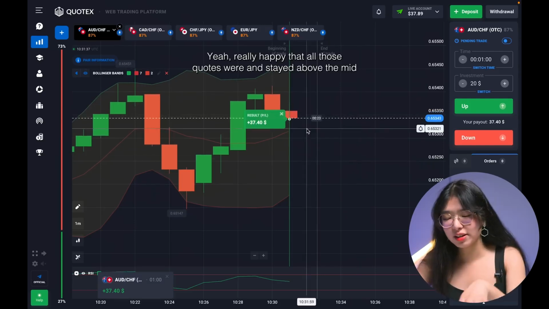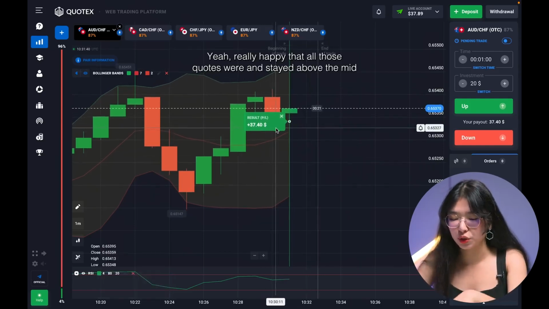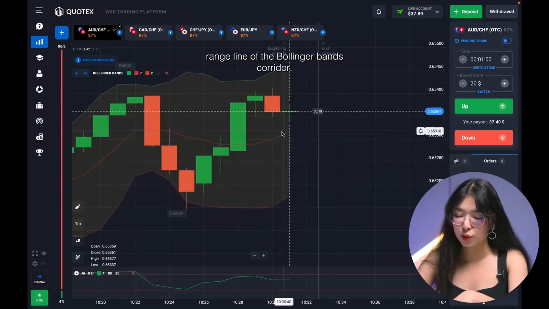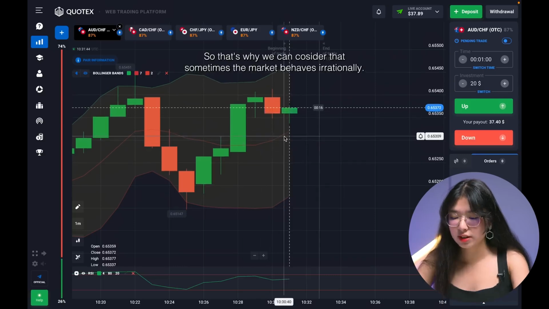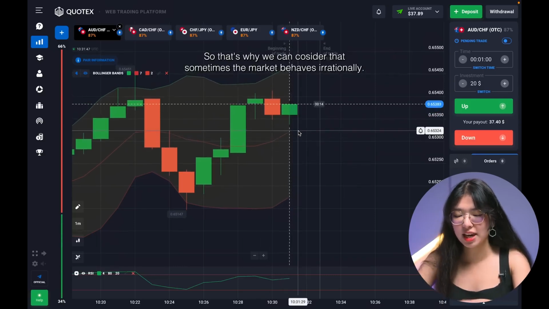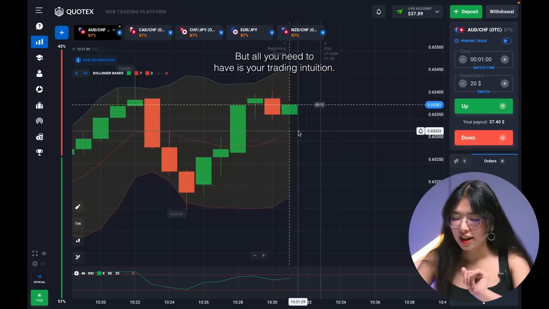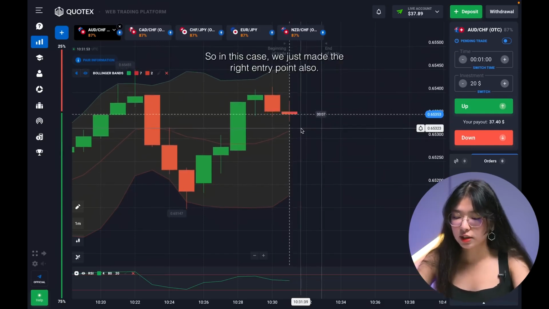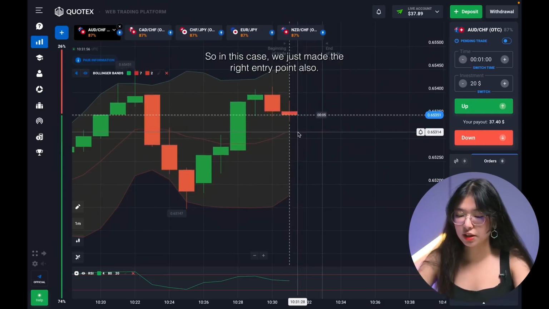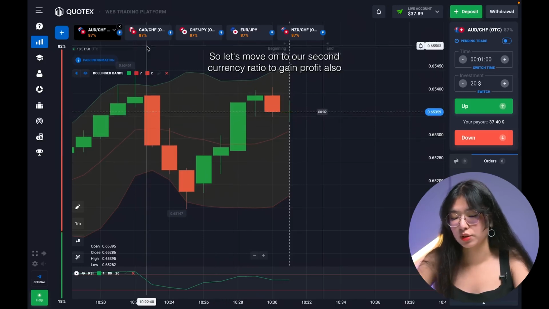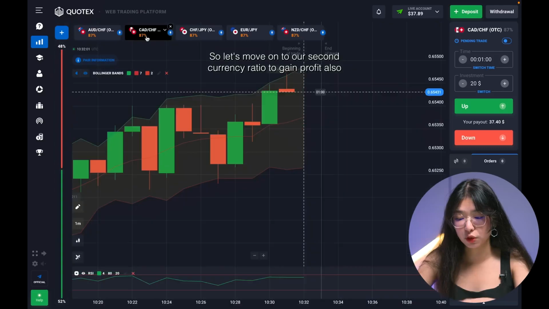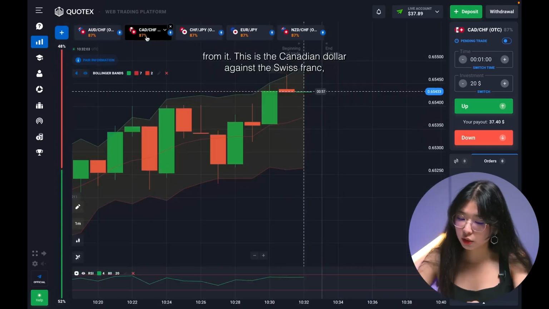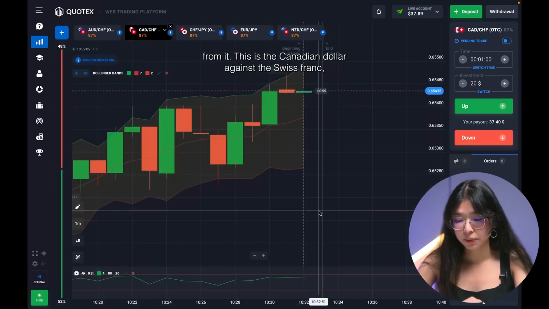Incredible. I'm really happy that all those quotes didn't stay above the mid-range line of the Bollinger Bands corridor. That's why we can consider that sometimes the market behaves irrationally. But all you need to have is your trading intuition. So in this case, we just made the right entry point also, and let's move on to our second currency pair to gain profit from it also. This is the Canadian dollar against the Swiss franc.